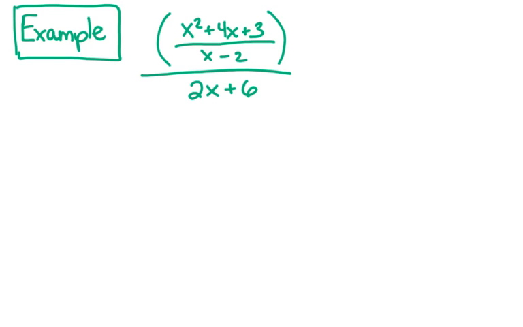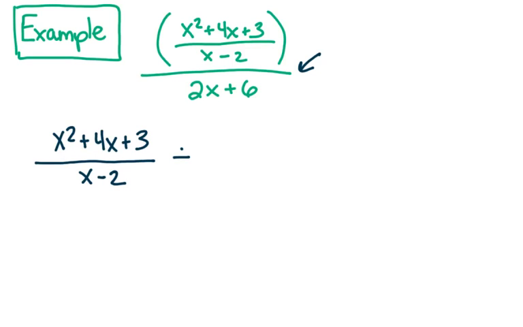Right, so for this one, same thing. So I have my long division bar. So I have (x squared plus 4x plus 3) over (x minus 2), divided by 2x plus 6. Now, notice that this is a fraction, but this isn't. And so just to make it a little more user-friendly for me, I'm going to turn this second part into a fraction by putting it over 1, because anything divided by 1 is just itself.